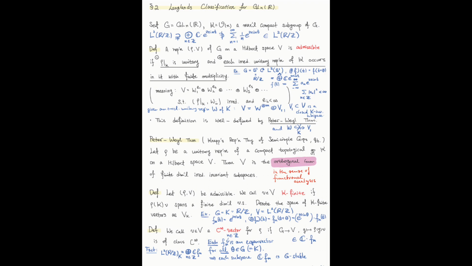For instance, in this example that I just gave you, this would definitely be an admissible representation of this compact group on this vector space, and every irreducible representation of S1 is just a power of the identity map, so to speak, which is the same as saying it is just this character e to the 2 pi i n t.